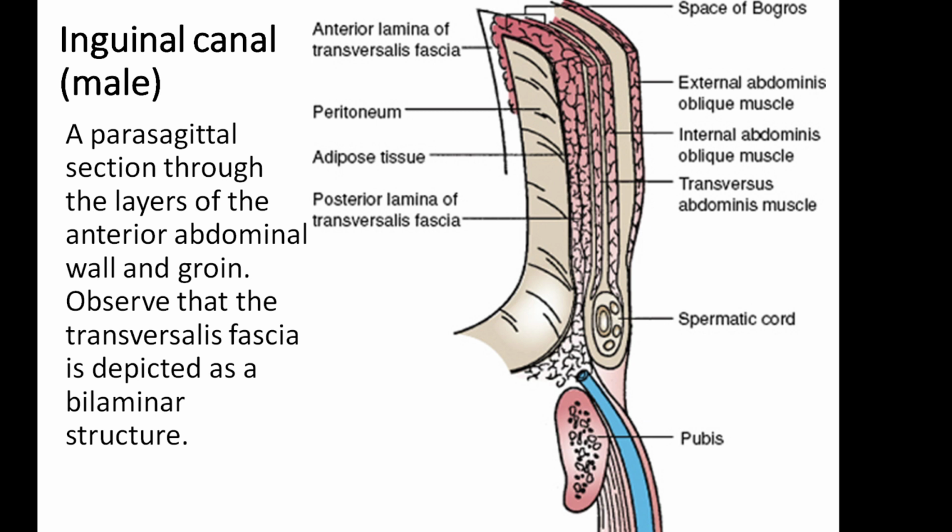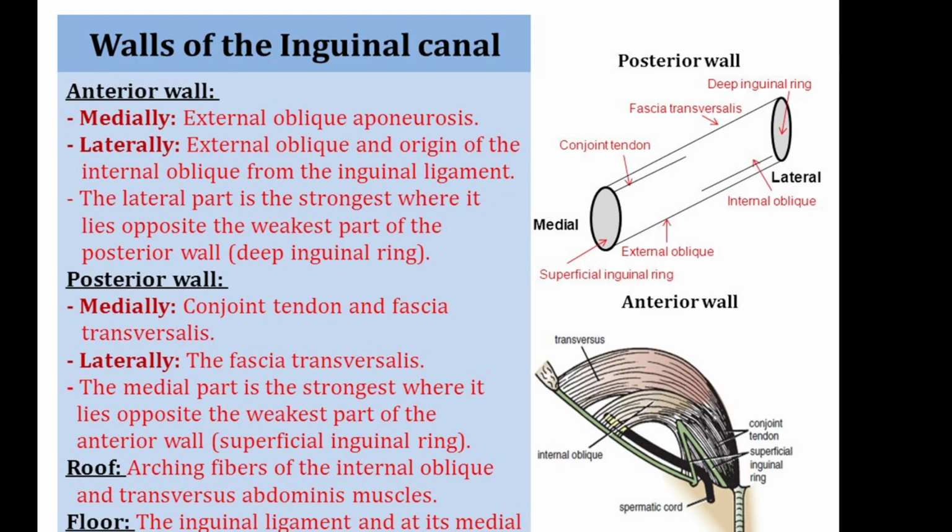A parasagittal section through the layers of the anterior abdominal wall and groin. Observe that the transversalis fascia is depicted as a bilaminar structure. The inguinal canal and its walls. Anterior wall: medially, this is the external oblique aponeurosis; laterally, external oblique and origin of the internal oblique from the inguinal ligament. The lateral part is the strongest, where it lies opposite the weakest part of the posterior wall, the deep inguinal ring.